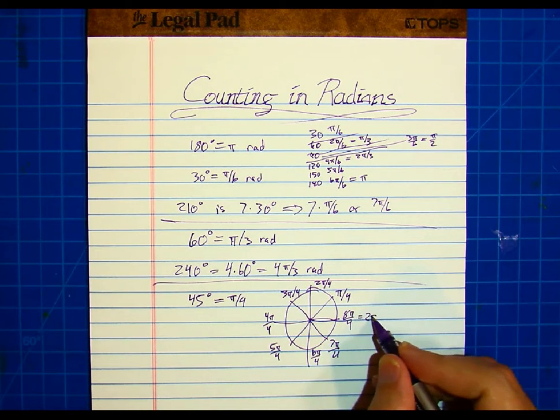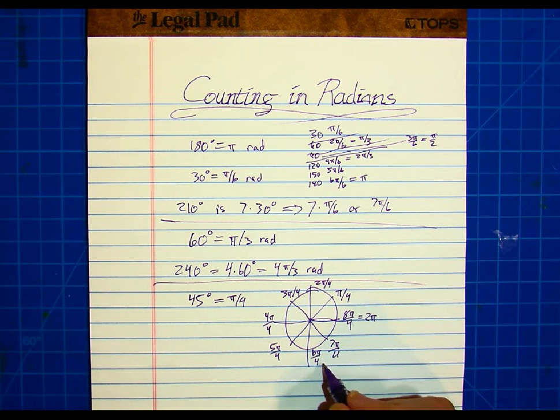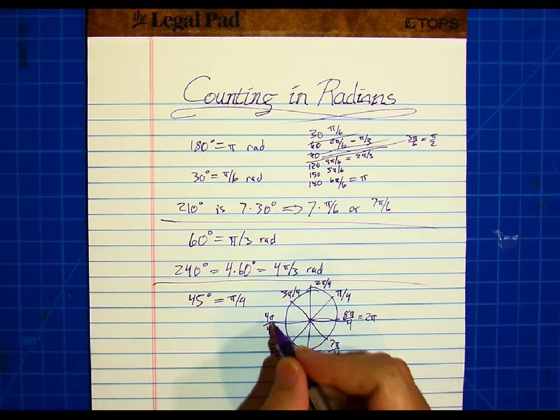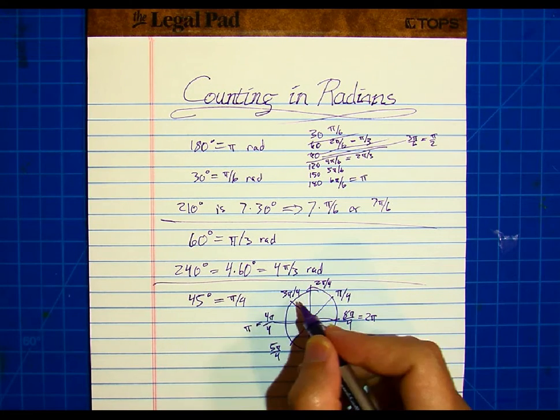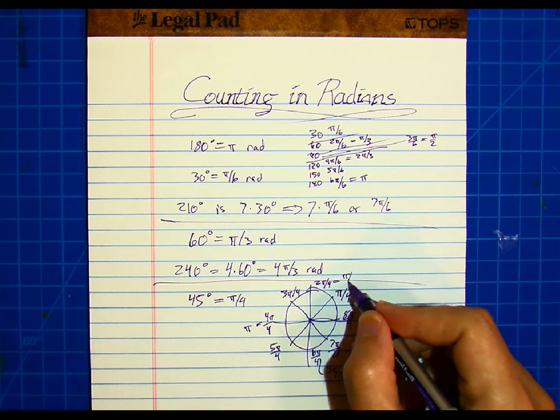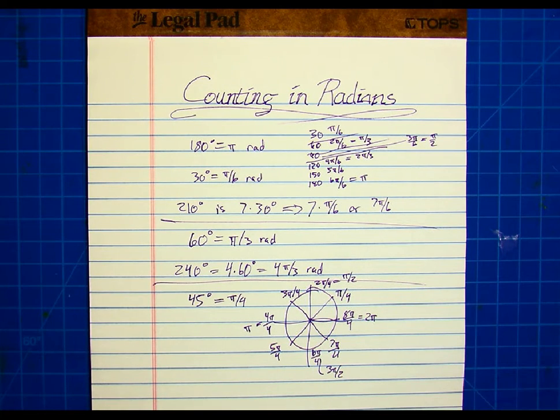This is 2 pi. That one doesn't simplify. This one goes to 3 pi over 2. That one doesn't simplify. This one is just equal to pi. It doesn't simplify, and this one is pi over 2. So hopefully that helps. If you want to, though, just keep doing the conversion.